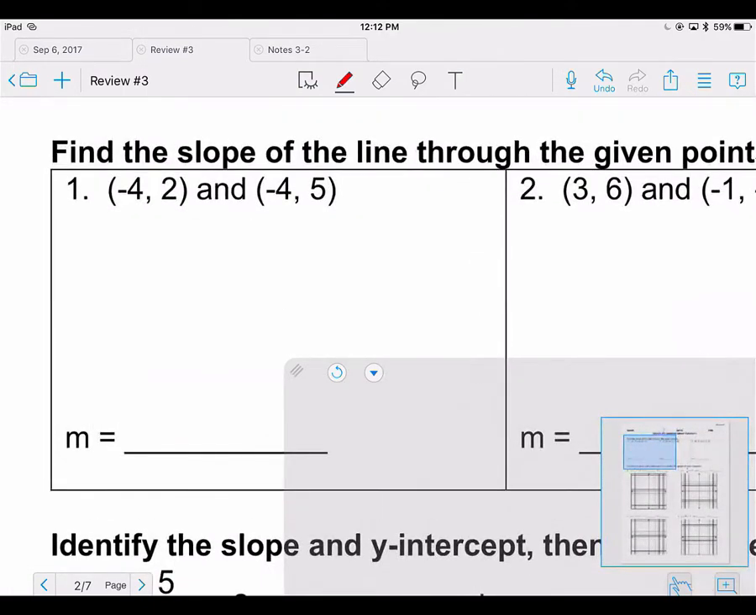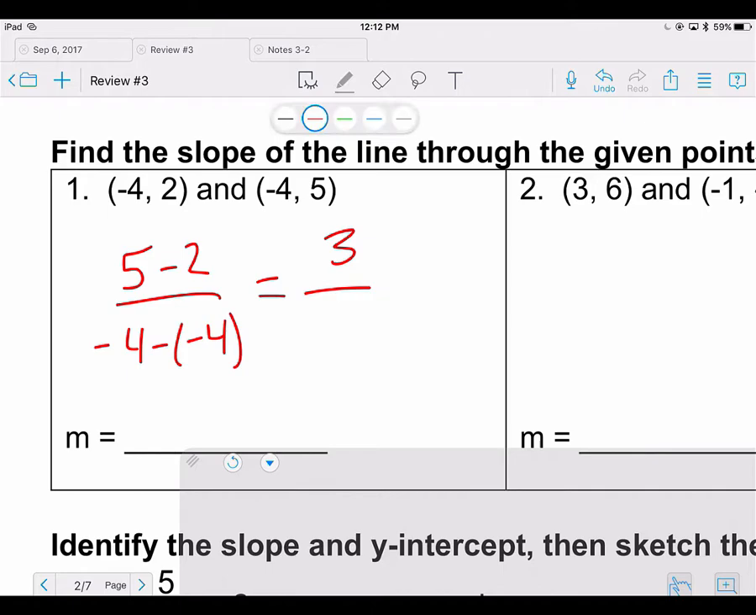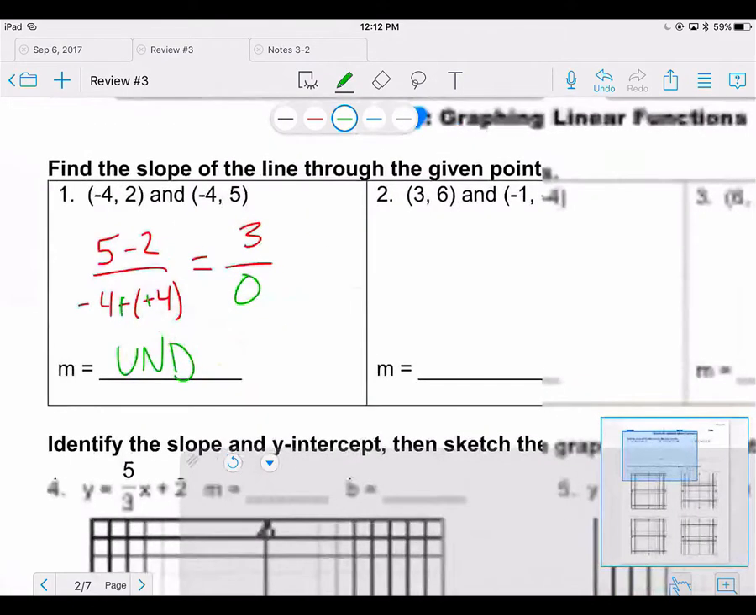So on problem 1, we can either put this into stat edit, or if you set it up by hand, y2 minus y1 over x2 minus x1. 5 minus 2 is 3. On the bottom, minus minus becomes a plus, so negative 4 plus 4 is 0. Because of the 0 on the bottom, this is undefined.